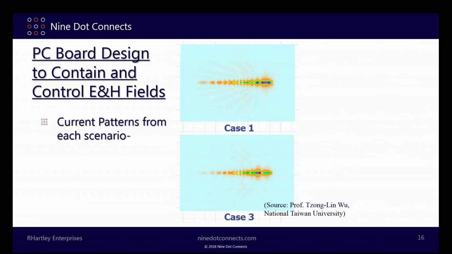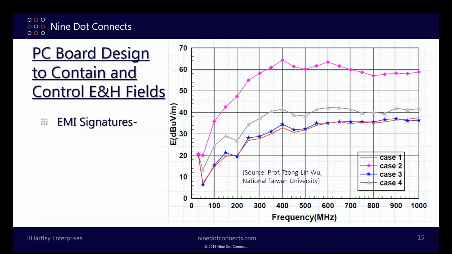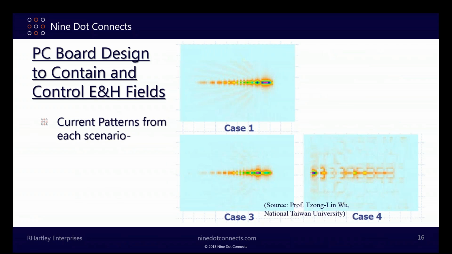Why? Let's look at current patterns. Here's the return current patterns in the plane. Case 1 and case 3. Again, case 3, even though it's a crosshatched plane, has a solid section of plane under the trace. So the majority of the return current is contained where it should be, hence the EMI signature shown here. Look at case 4. You get a little bit of field spread. You would expect that. You're routing across the openings in the plane. Some of the fields are going to spread out, and they're going to create current in a wider swath, and that's going to create what we see in gray.